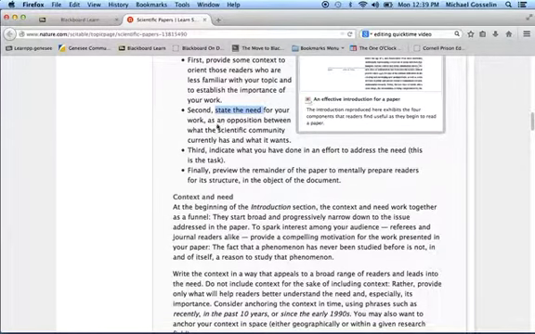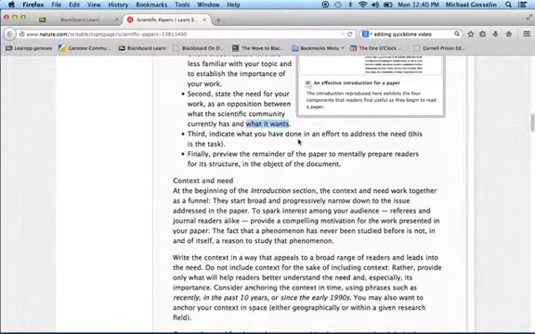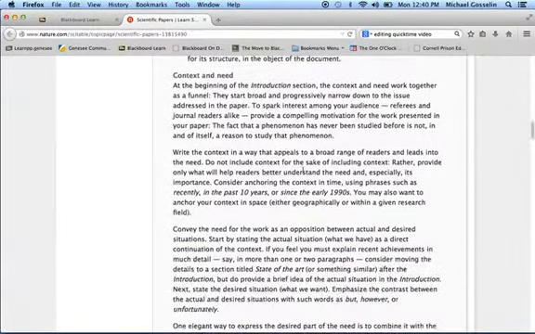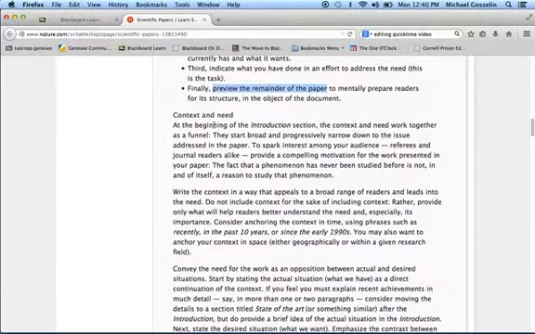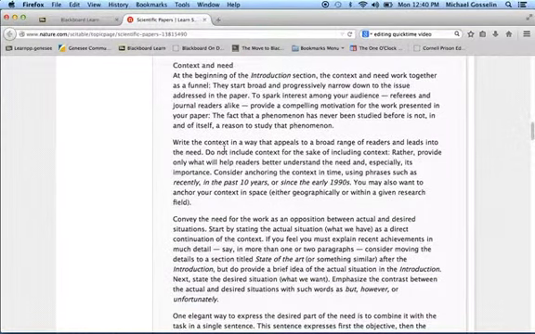State the need for your work as an opposition between what the scientific community currently has and what it wants, although basically what you think it wants. Then talk about what you have done in an effort to address the need. And then preview the remainder of the paper. That doesn't come up very often. I see it in less than half of these things. They will tell you what's coming up and in what order. Okay. Context and need. Scroll down a little bit.